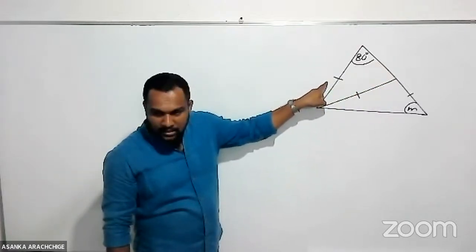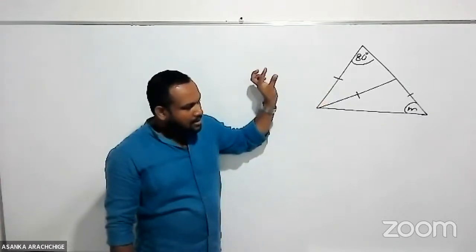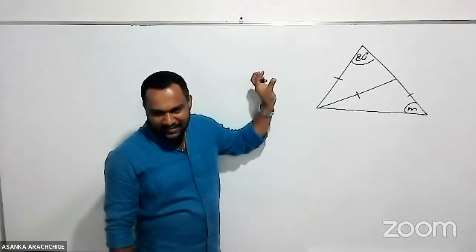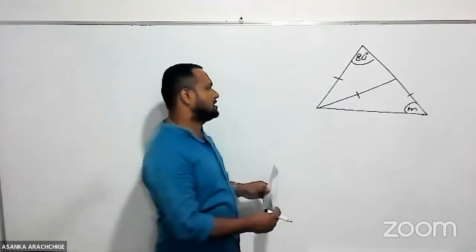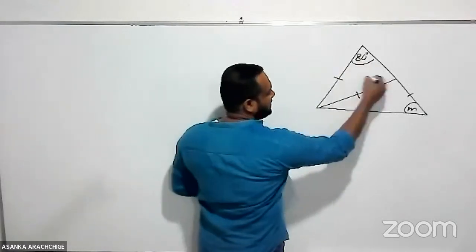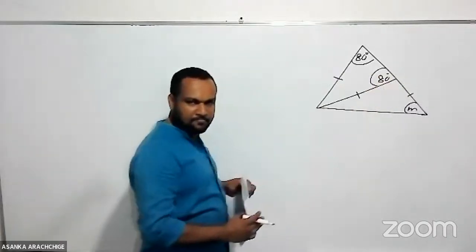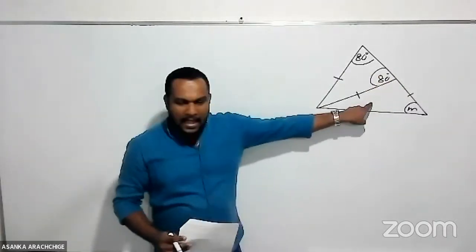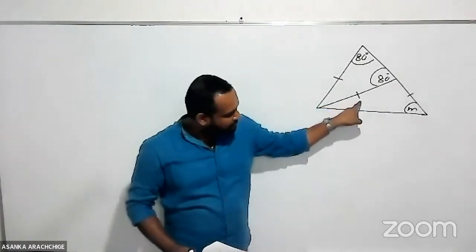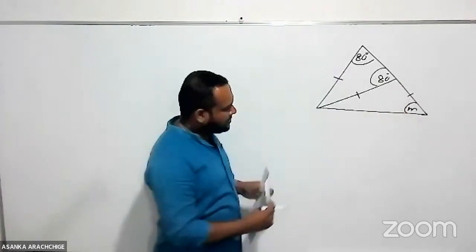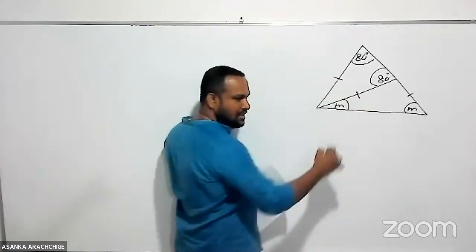So you have learned a very important theorem. What is that? In an isosceles triangle, the angles opposite the equal sides are equal. So, if this is 80, this angle is also 80 degrees. Then, the same happens here. This is also an isosceles triangle. If this angle is M, then this angle is also M.